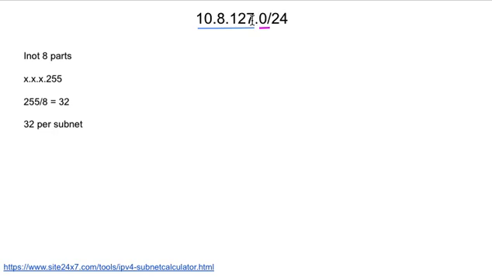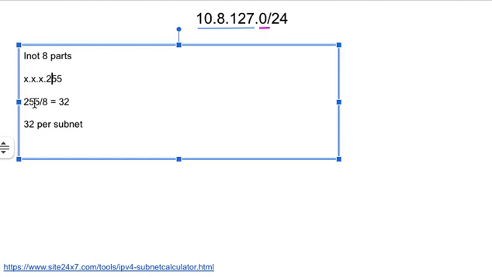So 10.8.127, these three, class C, is used for the network to get to your building. And this one we can divide into 6, 8, 10, wherever, to get to our departments. I want to keep it simple, so I'll just keep it to departments. Here we're going to use an example. We're going to divide the subnet into 8 different departments. So x.x.x is used, 10.8.127, which is the network. 255, we can play with this, so we can make it into 4 parts, as we are doing here, but we're going to do 8 parts, so we want to change it a bit. 255 divided by 8 equals 32. So each department, if it's 8 departments, is going to get 32 IP addresses, 32 per subnet.